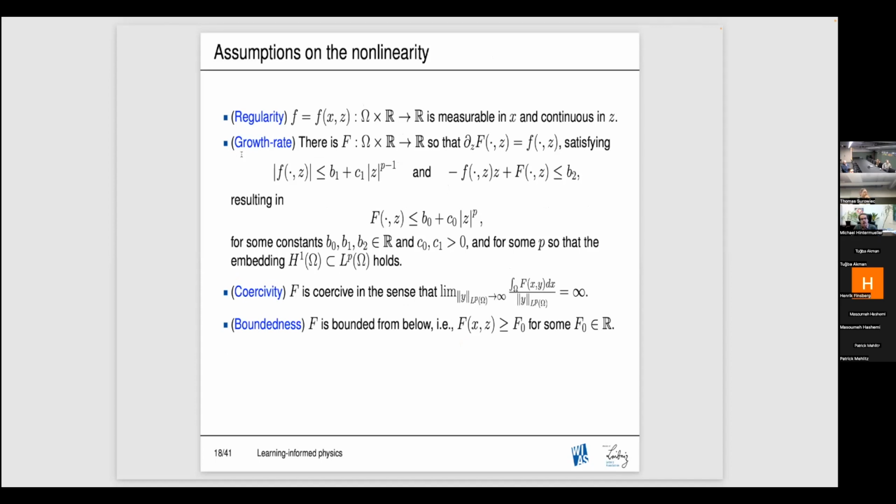Let's say a few words about the analysis of this problem. Let's assume the underlying F is, as you would expect for those who know about semilinear elliptic PDEs, a Carathéodory function. It should satisfy certain growth rate conditions as highlighted here with some power P. The P is related to this embedding of H1 into LP, as you see down there. We assume that the primitive function capital F of the little f is coercive, as written down there, and the primitive is also bounded from below.